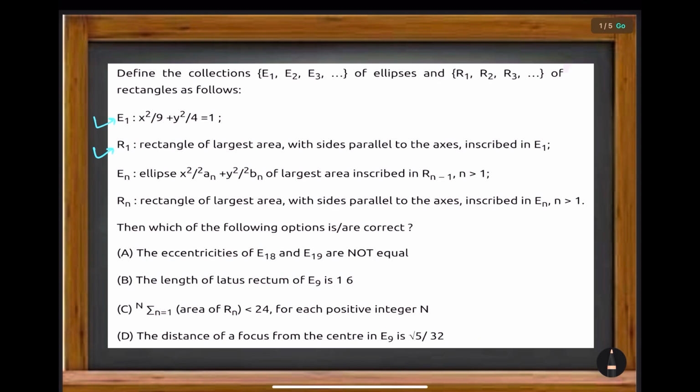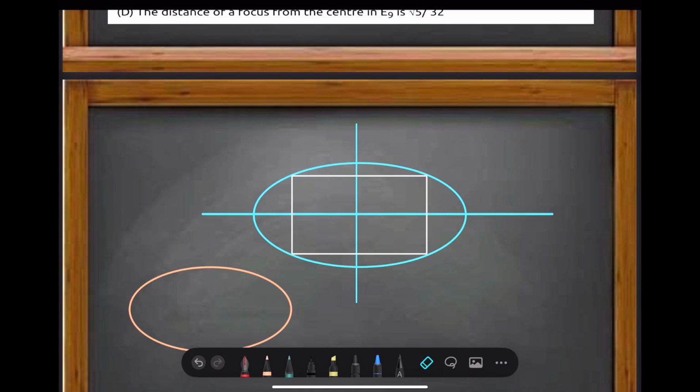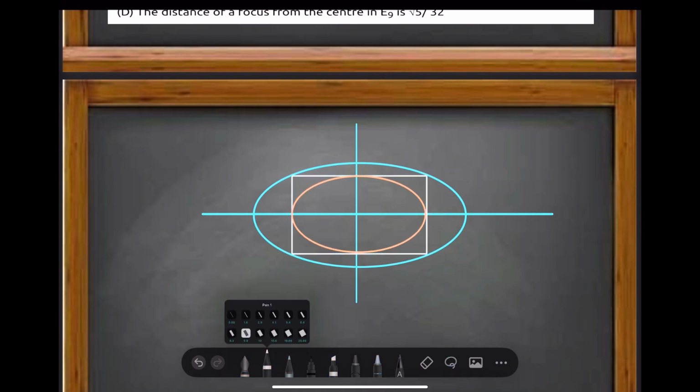Now these guys are talking about En. So En is the ellipse x square by an square plus y square by bn square of largest area, again inscribed in Rn minus 1. So n should be greater than 1. Can I go with E2? Who is E2? E2 is an ellipse which is inscribed in R1. So this time you will have an ellipse which will stay in rectangle 1, and this thing will have the largest area. Suppose this is your En, and it will keep on going.